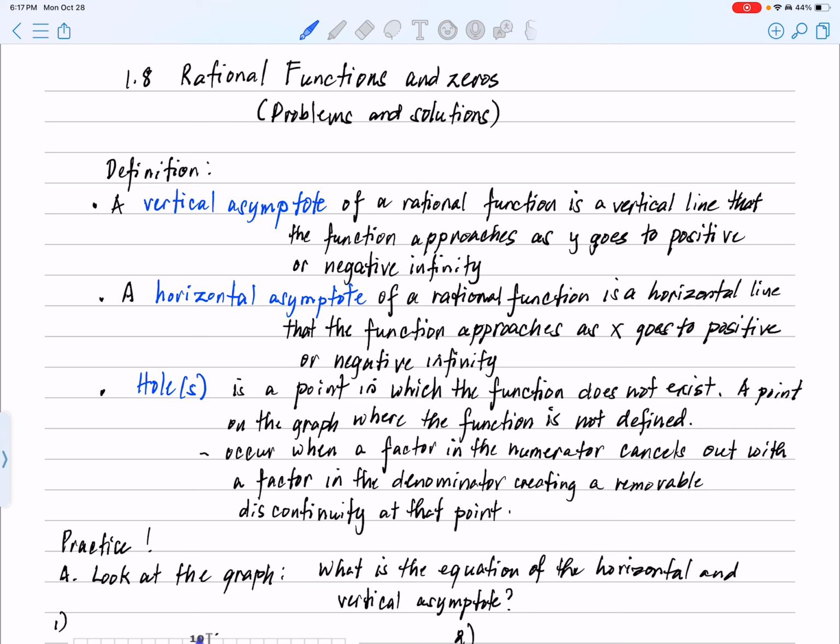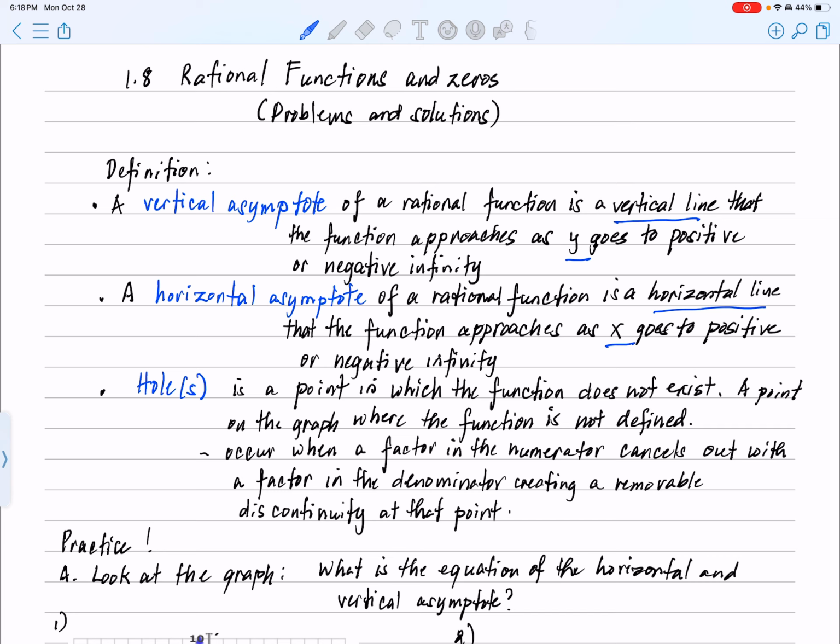We have been talking about vertical and horizontal asymptotes for several videos, but we have to get to know more of these terms. So a vertical asymptote of a rational function is a vertical line that the function approaches as y goes to positive or negative infinity. Well, the horizontal asymptote is a horizontal line that the function approaches as x goes to positive or negative infinity.